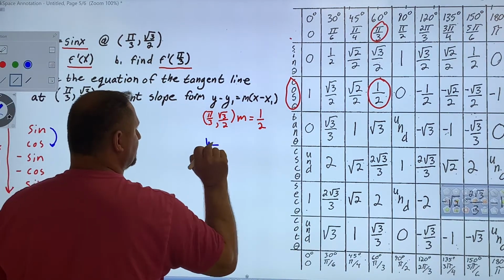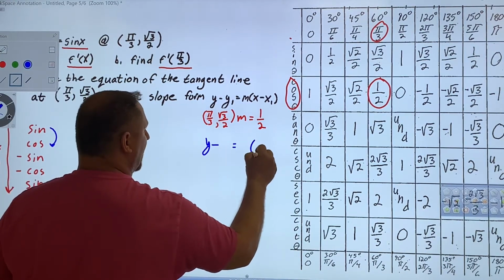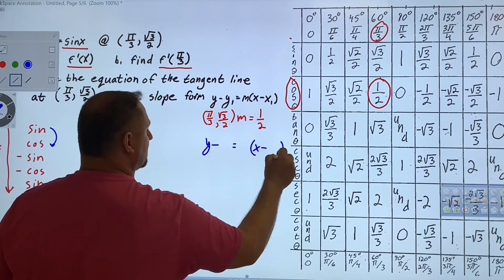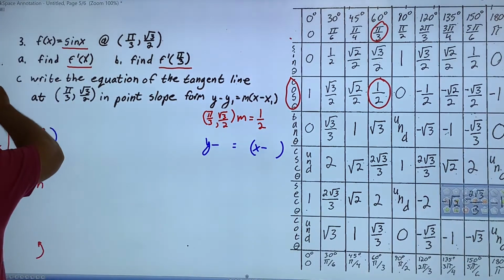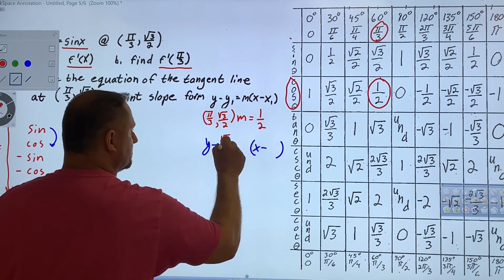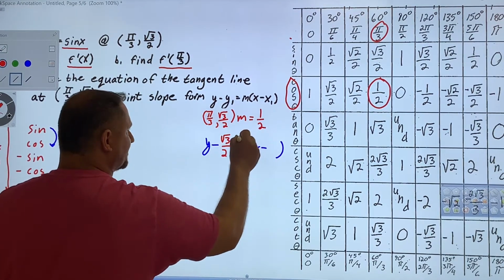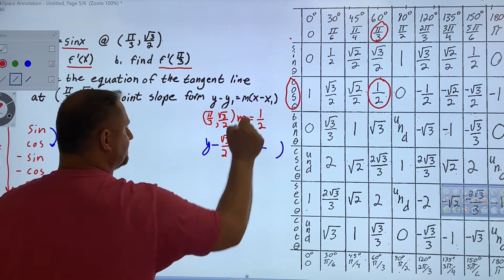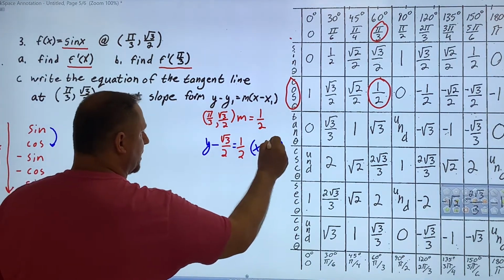y minus something equals something times x minus something else. And I just want to plug in these values. So the root 3 over 2 comes down. The 1/2 is my slope. It's right there. And the pi over 3 comes way over here.